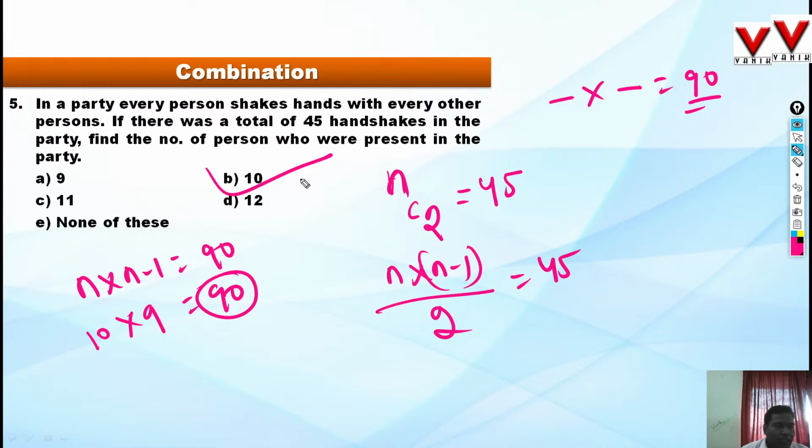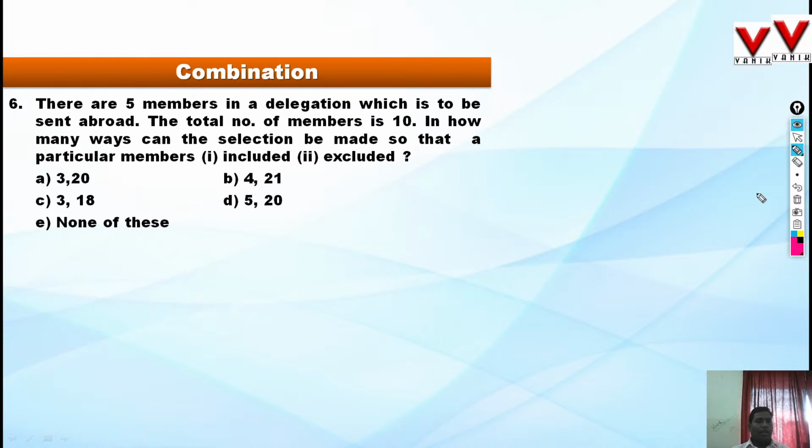There are 5 members in a delegation which is to be sent abroad. The total number of members is 10. In how many ways can the selection be made so that a particular member is always included? There are 10 members. From the 10 members, one member is compulsory. One member is selected. Then the rest of the members are 9. We can select the 4 members from the 9 members.